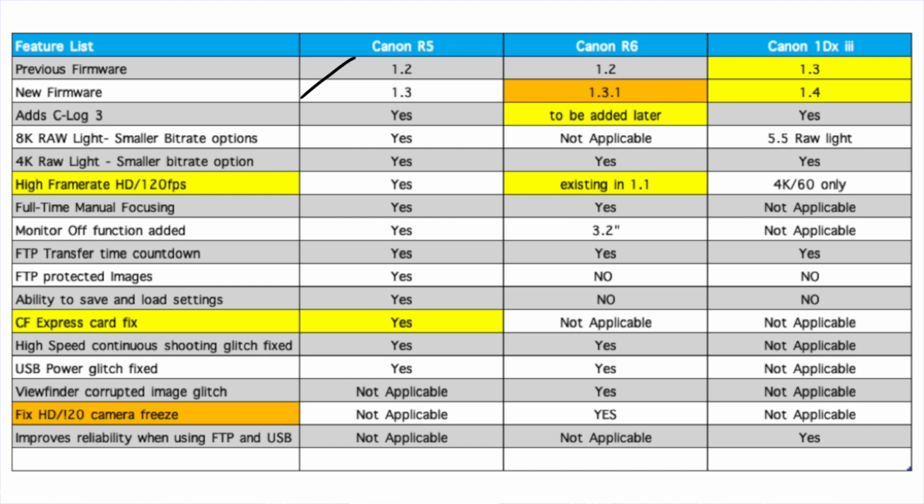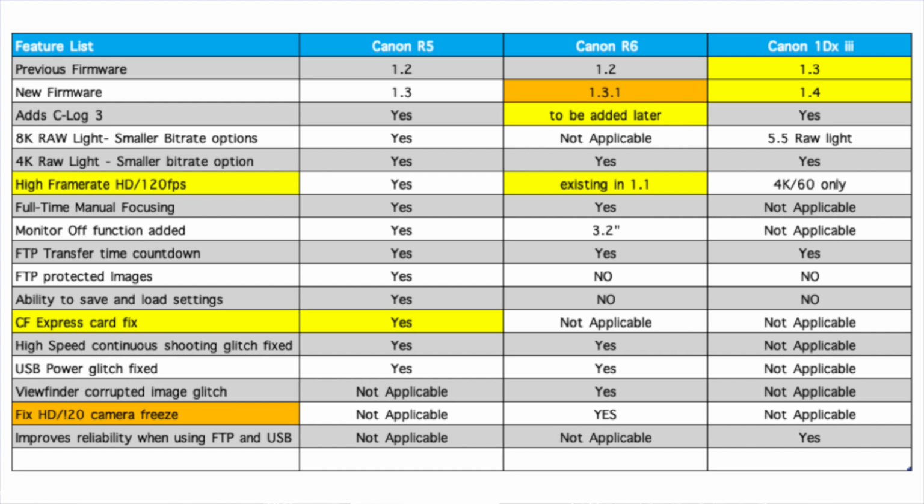The new firmware really delivers on the Canon R5 though, and we have the 8K RAW Lite, with a smaller bitrate option, and the 4K RAW Lite. We've also got the high frame rate, 120 frames per second on HD. Now that was existing in the Canon R6, and the reason it was missing on the R5 is inexplicable, but at least we have it now.